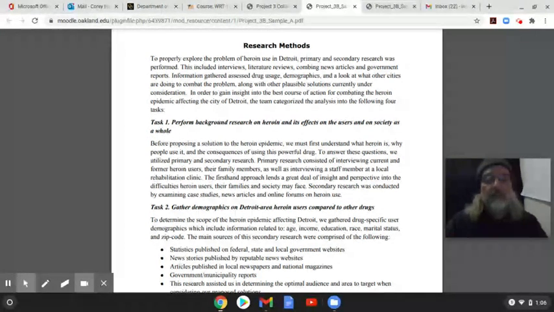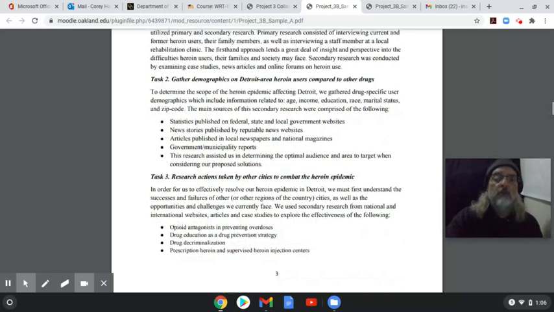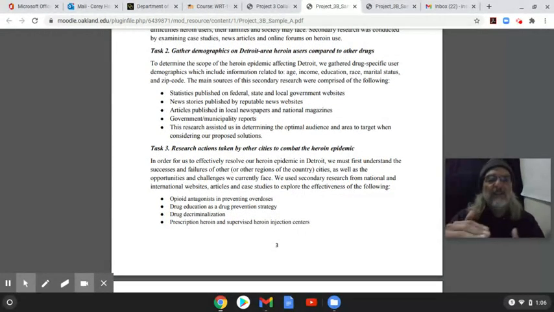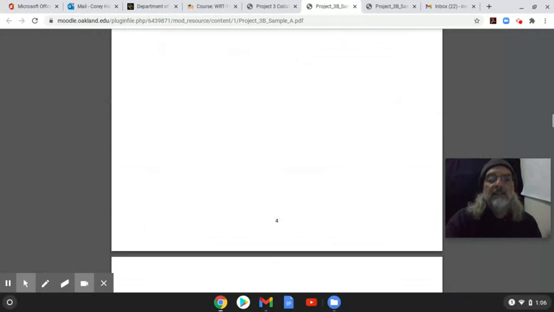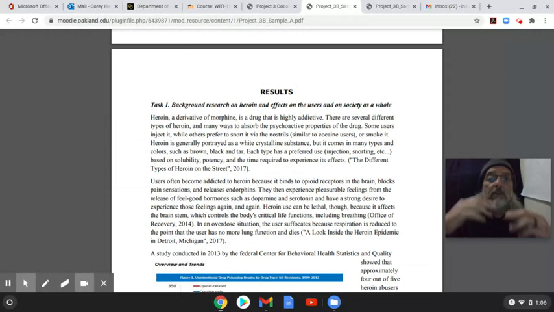After their introduction they move into their research method. Task 1 was to perform background research, and task 2 was to gather demographics. So here are the very specific methods, here's why they did it, and here's how they were going to do it, and then they broke them down by task. That really made it nice, because once they did those four things, they could then talk about task 1 and stay on point, which helps a lot.